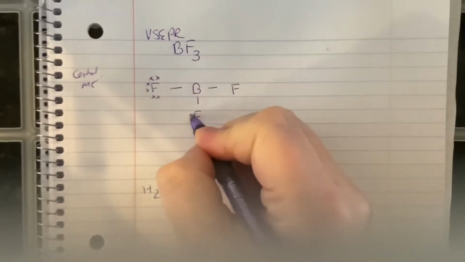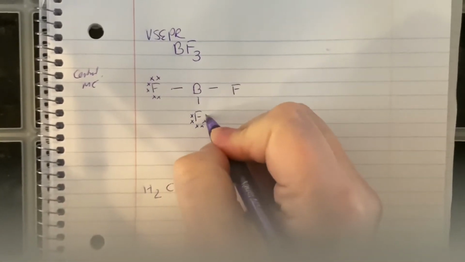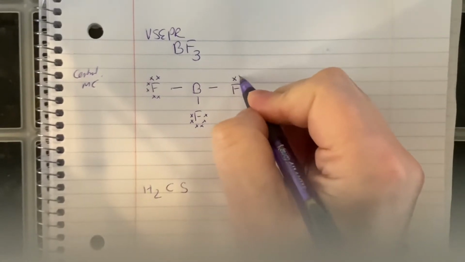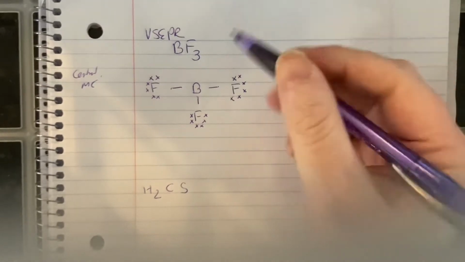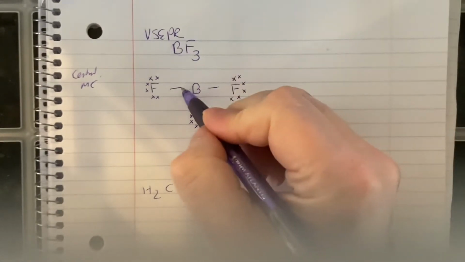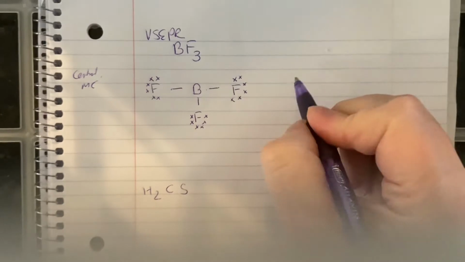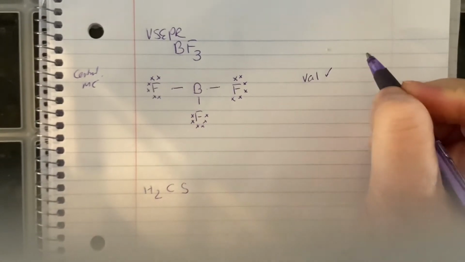1, 2, 3, 4, 5, 6, 7. Okay, so now I just checked. Boron has 3. All the fluorines have 7, so my valences are correct.